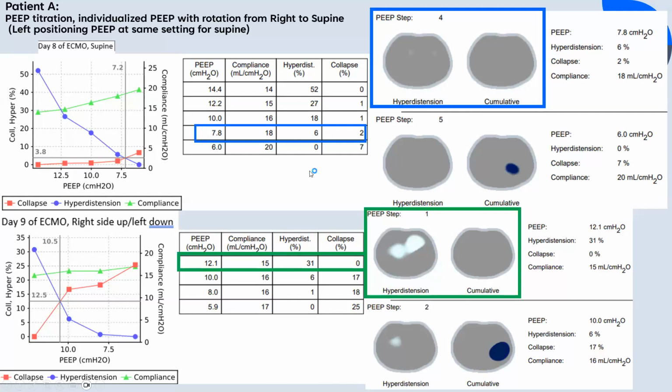And so in the blue is what I've highlighted as what PEEP we settled on. And let's talk about really the pot of gold at the end of the rainbow here with what we're looking at with our PEEP titration, right? Like we get the data set, we get the graph, we get the images. How am I choosing this? So again, I want best compliance, least amount of hyperdistension, and least amount of collapse.